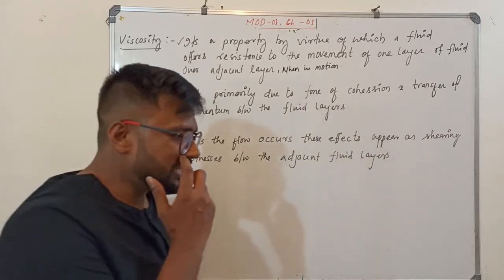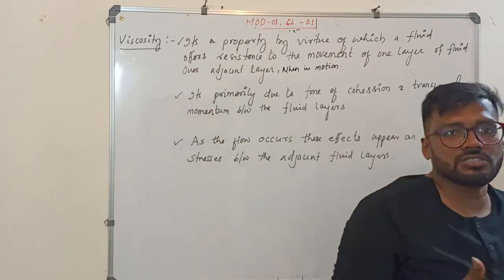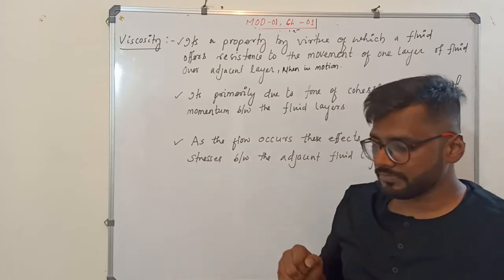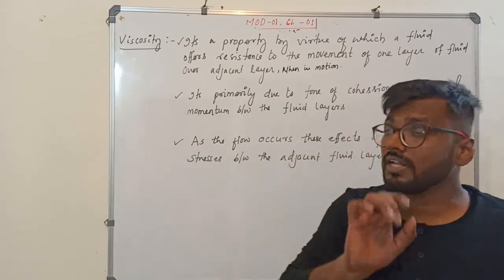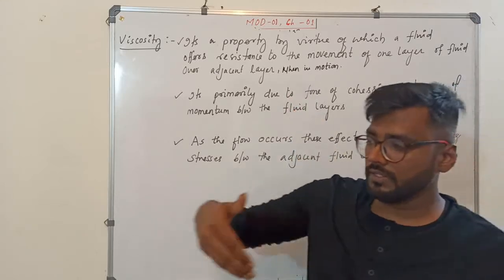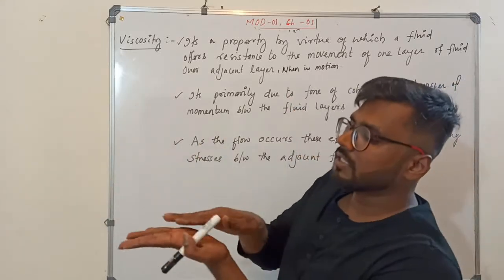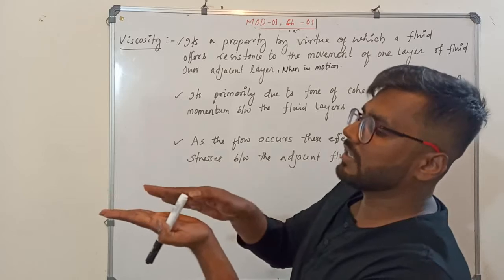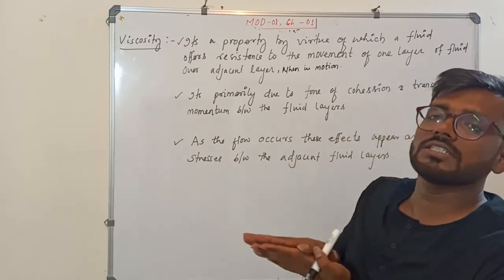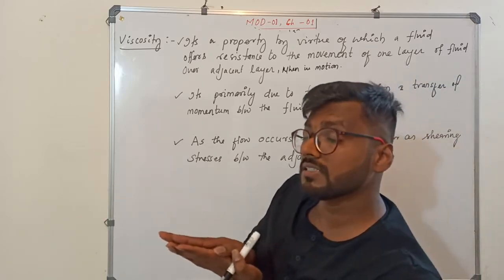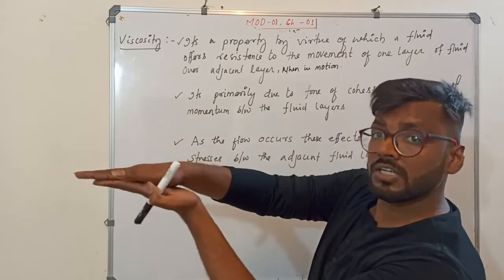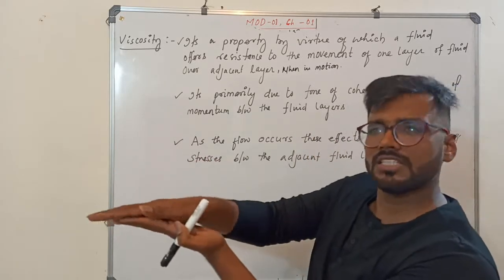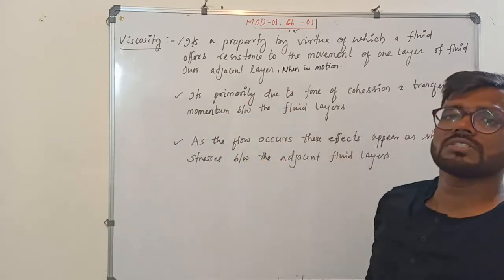So what is this viscosity? See, what happens is when your fluid is moving, fluid in motion, important. When the fluid is moving, in the adjacent layers, they try to restrict each other's movement. Adjacent layers try to restrict each other's movement. This phenomenon, this property, is known as viscosity.